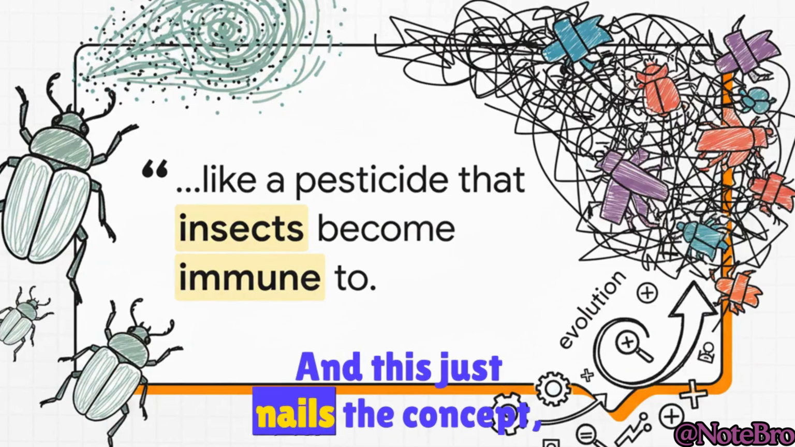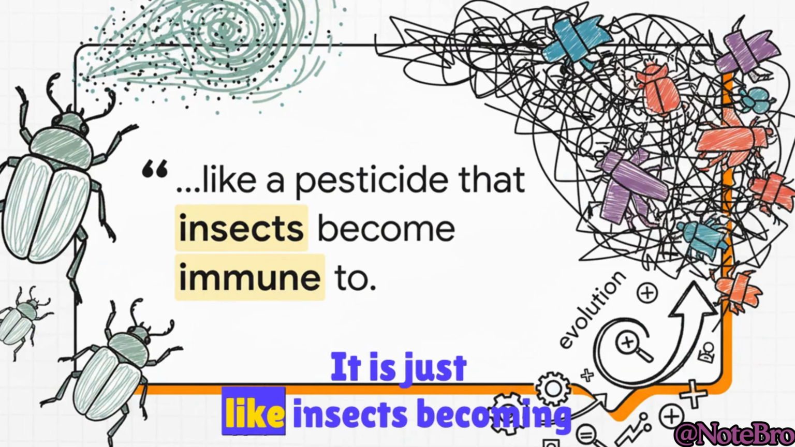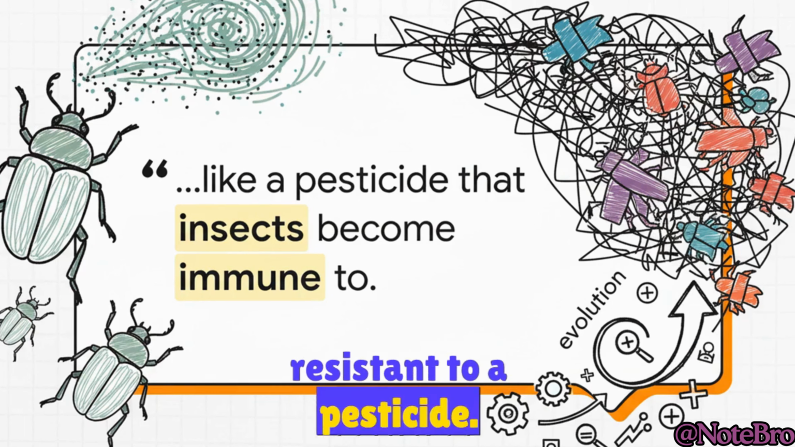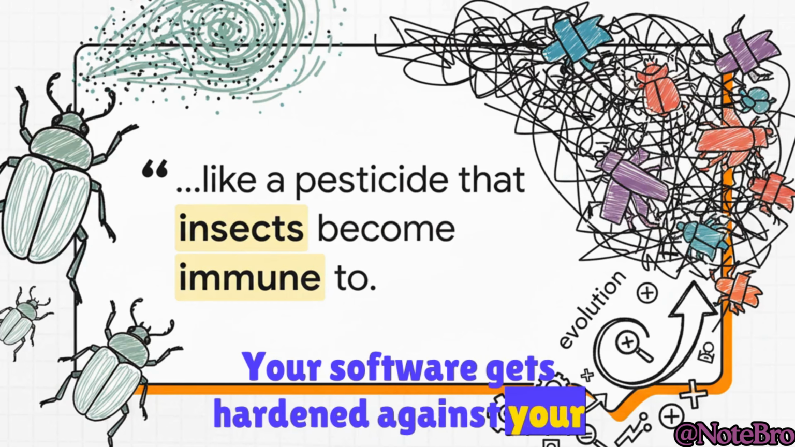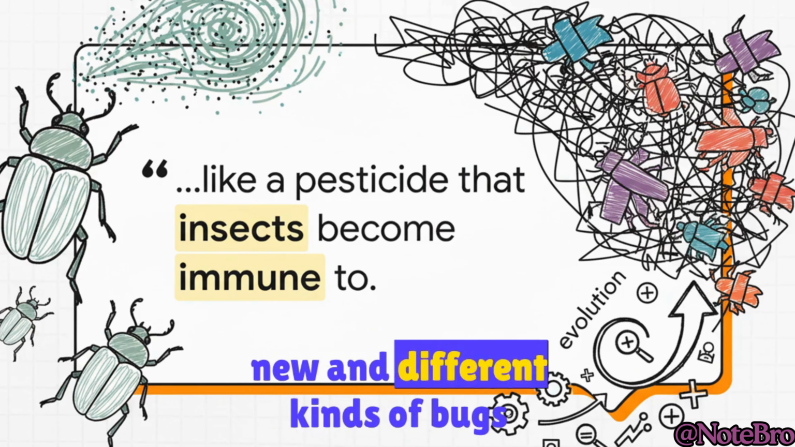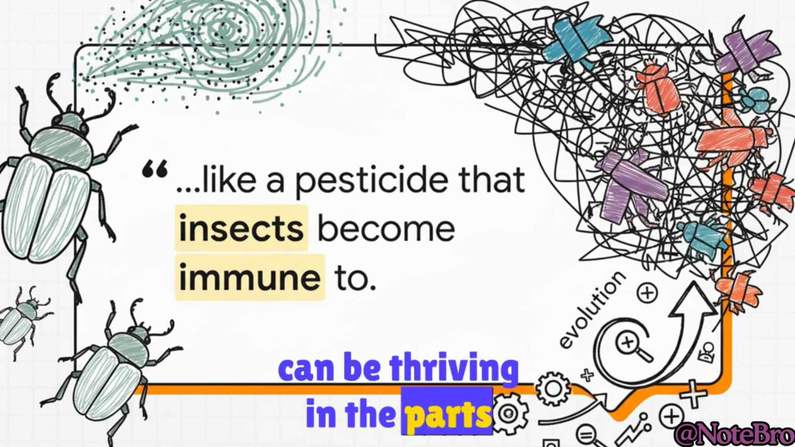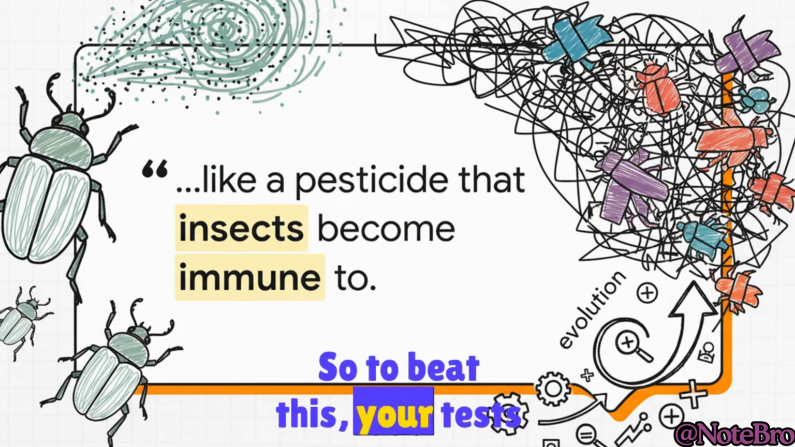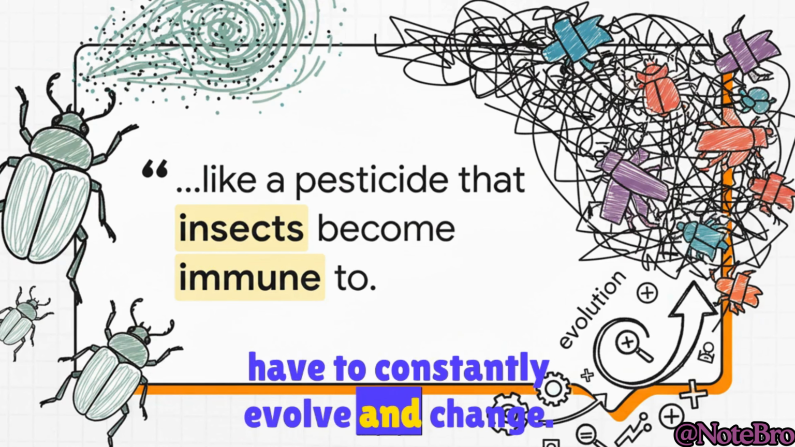And this just nails the concept, doesn't it? It's just like insects becoming resistant to a pesticide. Your software gets hardened against your old tests, but all the while, new and different kinds of bugs can be thriving in the parts you aren't checking. So to beat this, your tests have to constantly evolve and change.